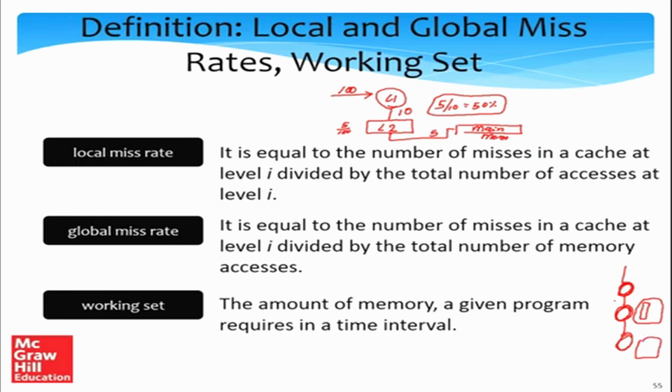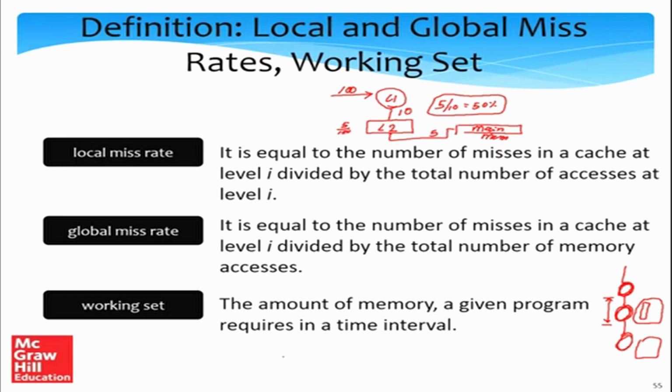So in a given time interval, the amount of memory that a program accesses is called a working set. It's called the working set of the program at that particular point in time. So for example, let's assume that a given program typically accesses 1 megabyte or 2 megabytes of data, and it does not access more than that. We can say that the working set is 2 megabytes.